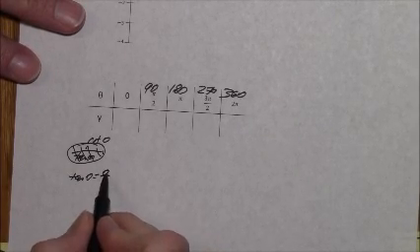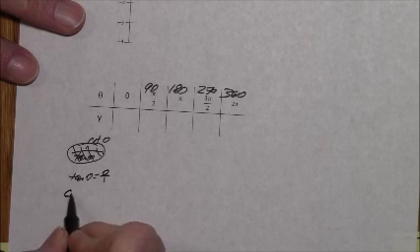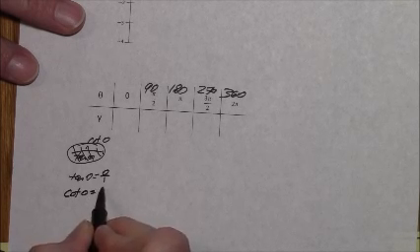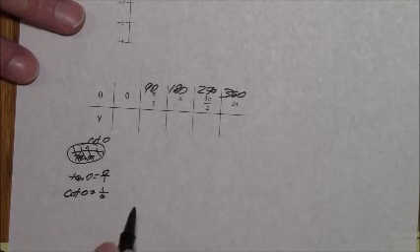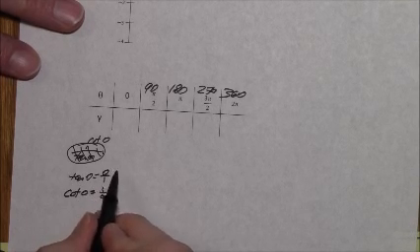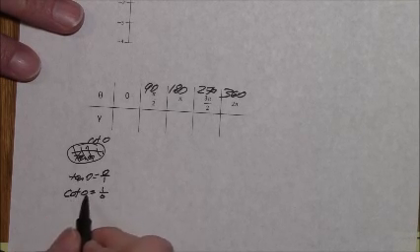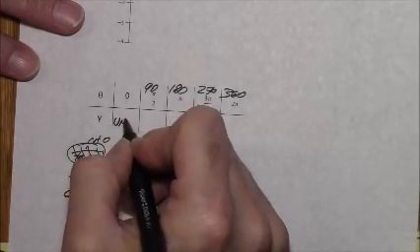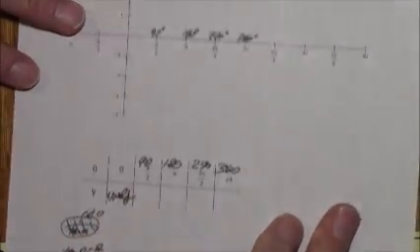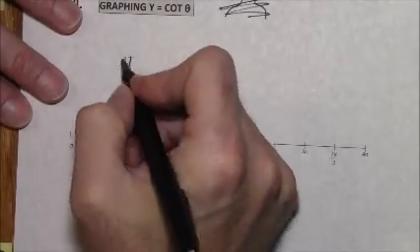I'm not going to put 0 yet, but I'm going to do this because I want to do the reciprocal. The cotangent of 0 will be the reciprocal, which is 1 over 0. So where the tangent of 0 is 0, the cotangent of 0 is undefined. That means that this is going to be an asymptote.